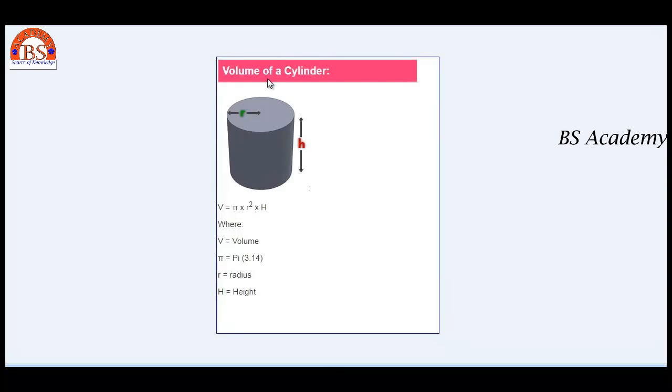And the next comes cylinder. Volume of a cylinder is equal to pi r square h, where V is the volume, pi is 3.14 or 22 by 7 and r is radius and h is the height of the cylinder.